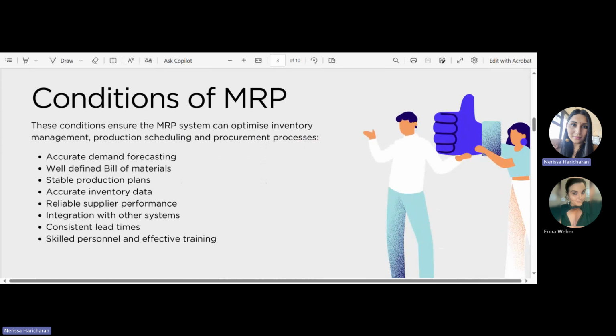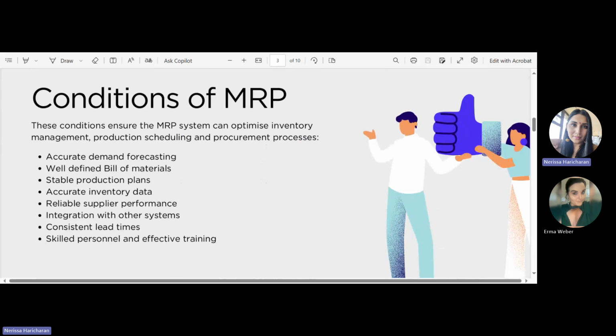You want your MRP system to have skilled personnel who understand it from a system perspective as well as a production process perspective. So you need proper ongoing training for employees to make sure that the MRP system is being used correctly, and if there are any changes, they can adapt really quickly.